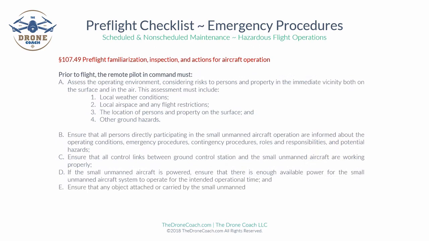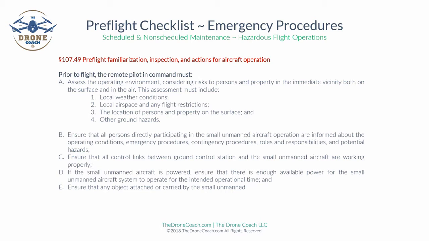So under Part 107.49, Pre-Flight Familiarization, Inspection, and Action for Aircraft Operation, it's stated right in there, you should be following these rules to ensure safe flight. Prior to each flight, the remote pilot in command must assess the operating environment, considering risks to persons and property in the immediate vicinity, both on the surface and in the air. The assessment must include local weather conditions, local airspace and any flight restrictions, the location of persons and properties on the surface, and other ground hazards.